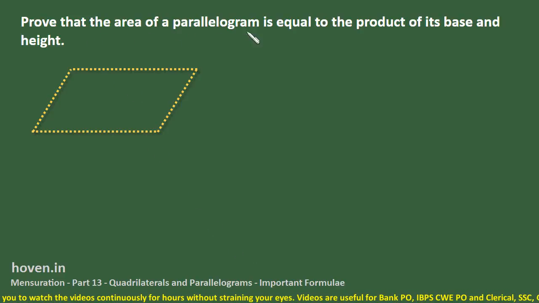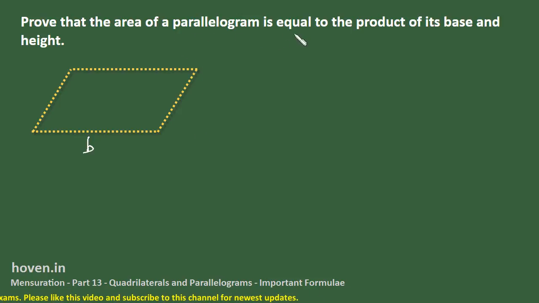Prove that the area of a parallelogram is equal to the product of its base and height. Now, this is quite an important theorem, that is the formula for the area of a parallelogram. Let us suppose the base of this parallelogram is of length b and the height of this parallelogram is h, that is the distance between these two parallel sides. This is the height I am talking about. So we have to prove that the area of this parallelogram is equal to the product of its base and height.